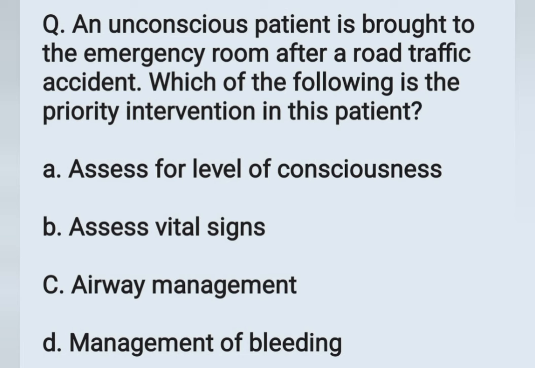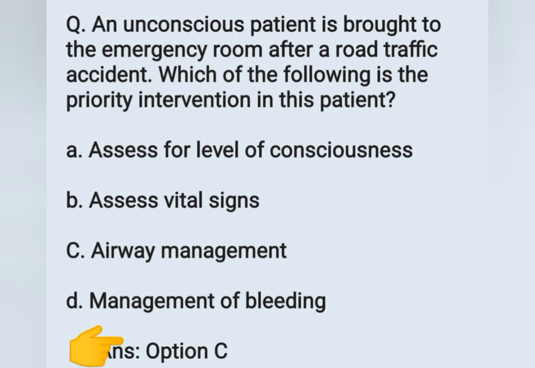Here the question is, an unconscious patient is brought to the emergency department after RTA. So the question itself says the patient is unconscious, so no need to check the conscious level of the patient. So that is not correct. So what is the priority nursing intervention, or what will we do as a nurse? What will we do first? We will do the airway management. Option C is the correct answer. Airway management is the first priority for an unconscious patient. So option C is the correct answer.